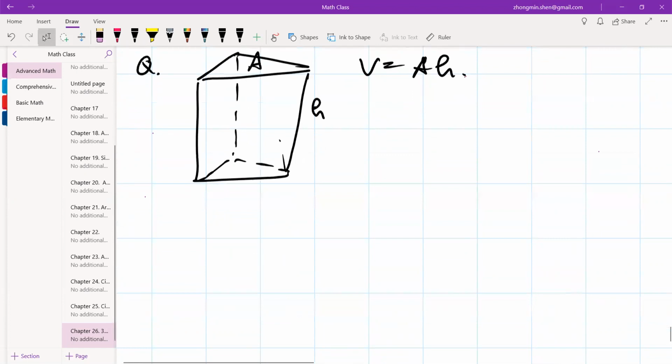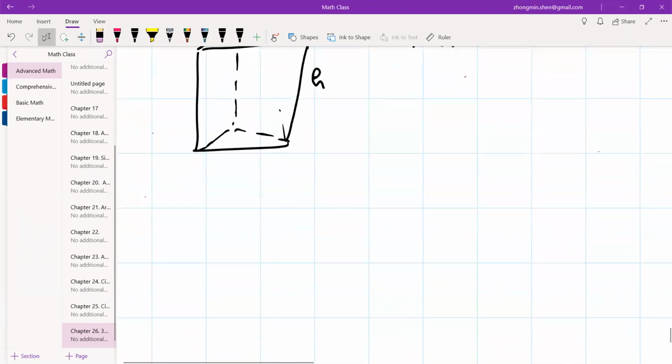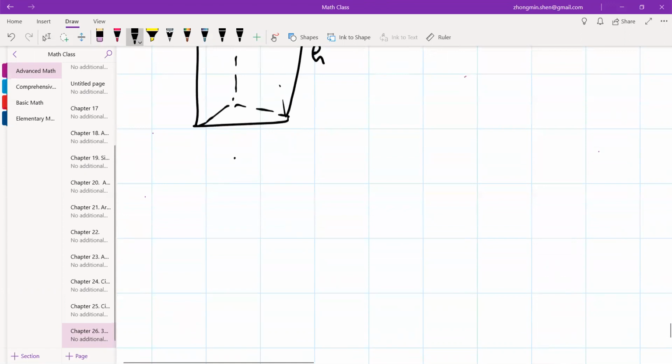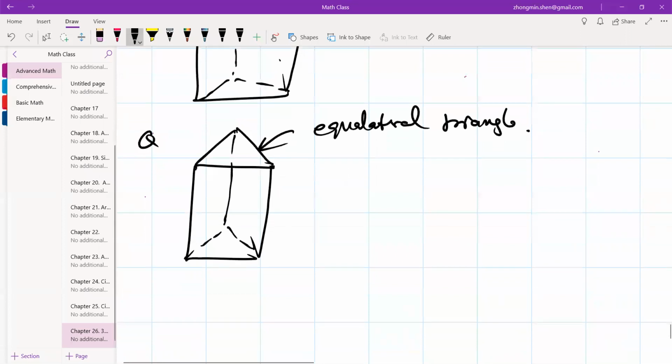Okay, so now I'm going to ask you to do the following. I hope you still remember, this triangle is an isosceles triangle. So let me draw this. This is an equilateral triangle. So I have a cylinder inscribed in this.